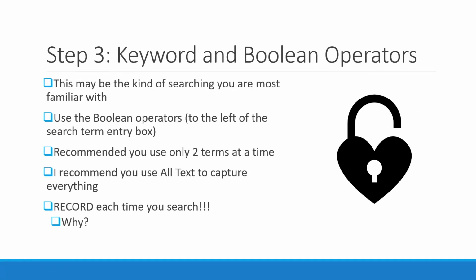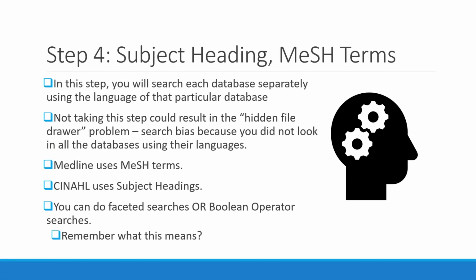Okay, keyword and Boolean operators. This is probably the kind of search you're most used to doing. This is where you just plug in a few keywords. You use the Boolean operators and, or, not to combine things. I do recommend you use only 2 terms at a time and that you use alt text to make sure you're capturing everything. Do not search all the databases at once. Search your databases one at a time and use a select few. Otherwise, you will get overwhelmed. And you have to record each time. Why do you need to do that? Just like we said before, so that you can reproduce it.